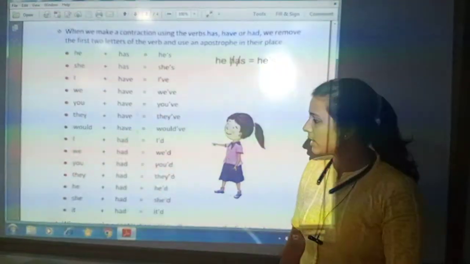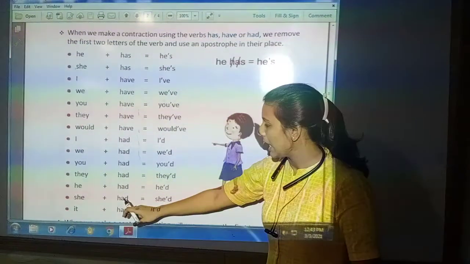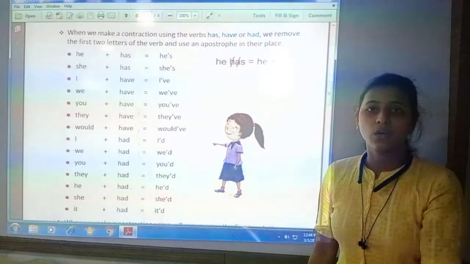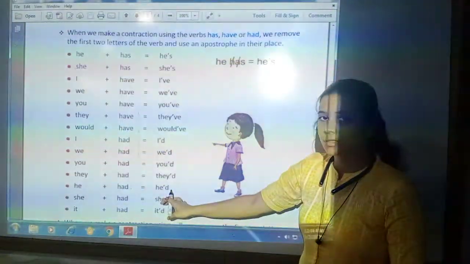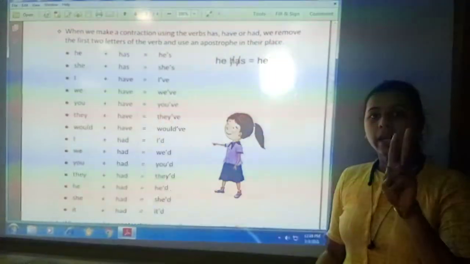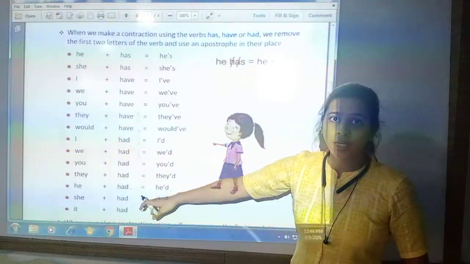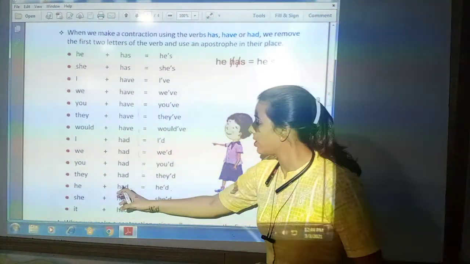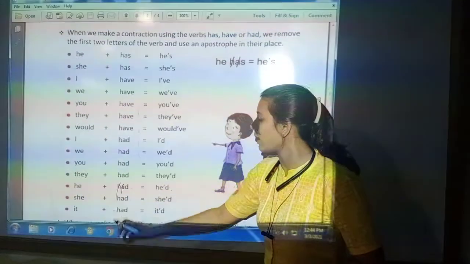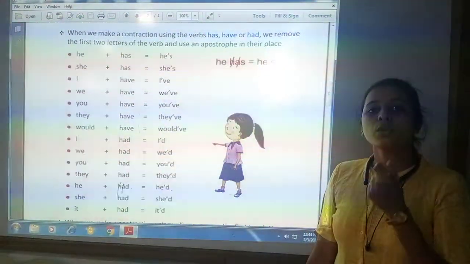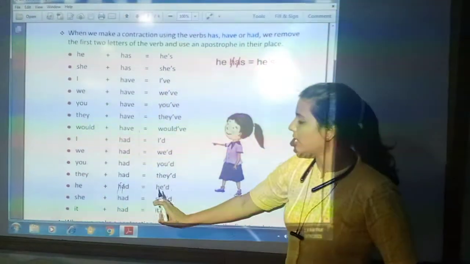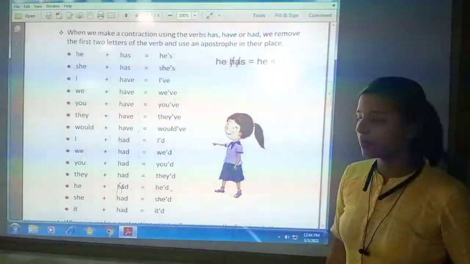Next one here is he had. The contraction of he had will be he'd. In that, the second word is had. In had, we will remove two initial letters, that is H, A, and the new short form will be he apostrophe D, he'd.